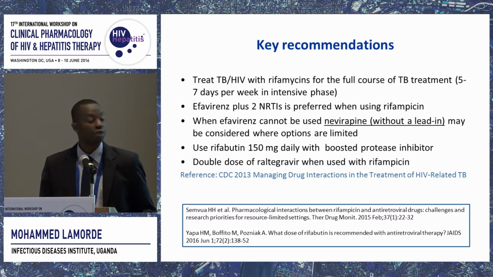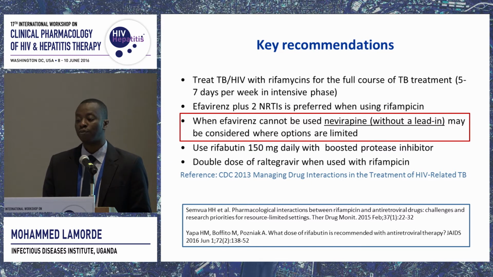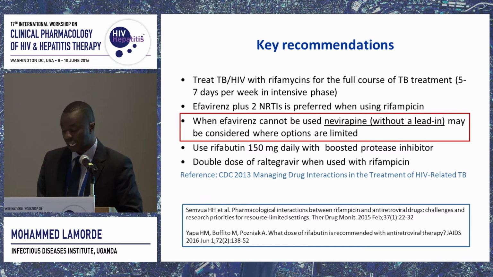That would be the kind of consideration that would happen in developing countries with limited resources. For integrase inhibitors, as of the time the guidelines were released, raltegravir was what was mentioned, and here it says you just double the dose. Subsequently, dolutegravir became approved, and it's a similar approach. You increase the dose of dolutegravir from 50 milligrams to 100 milligrams. There's going to be an interesting talk tomorrow where we're going to look at the interaction between cabotegravir and rifampicin, and so we'll look at that. But I wanted to bring up this recommendation about when efavirenz cannot be used, use nevirapine without a lead-in.